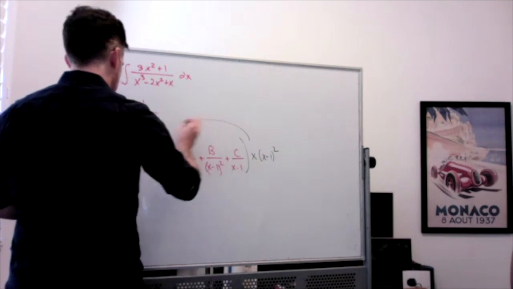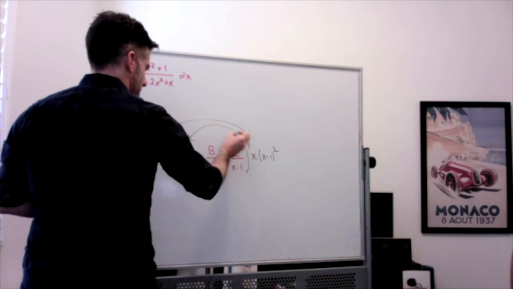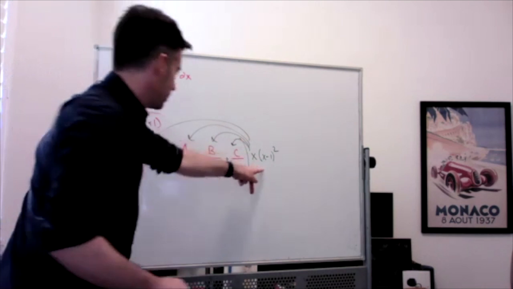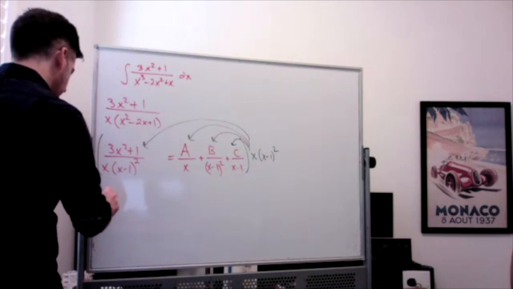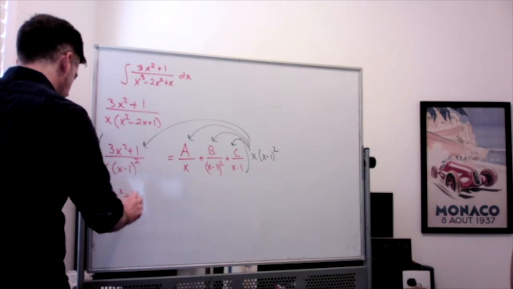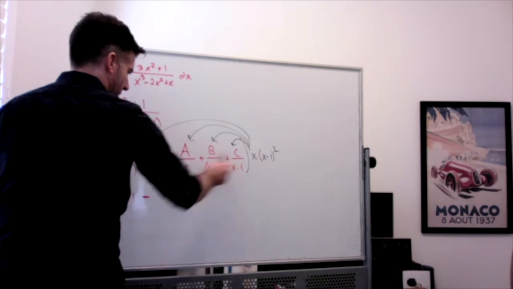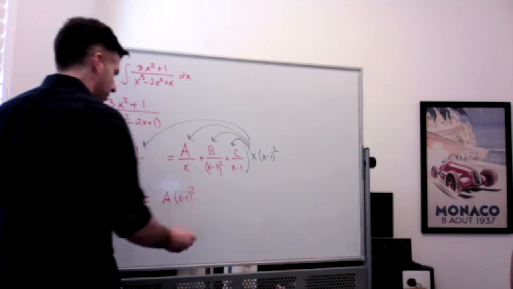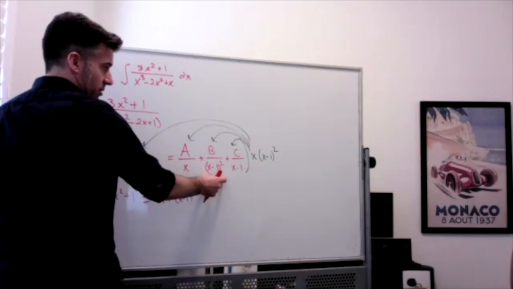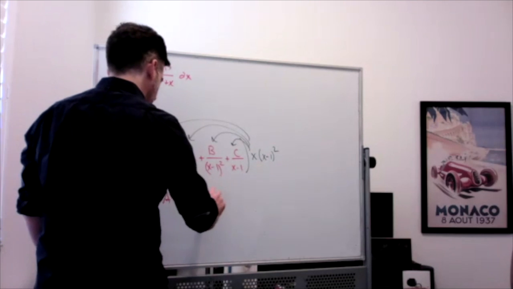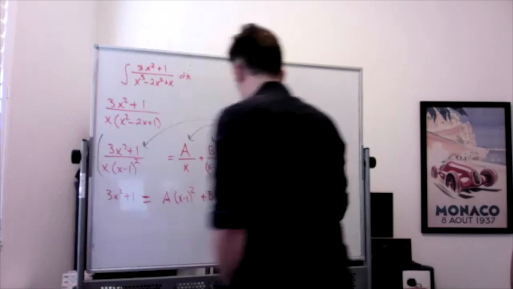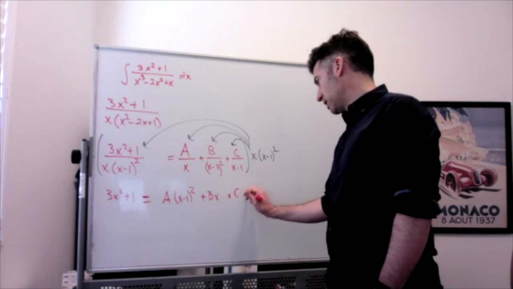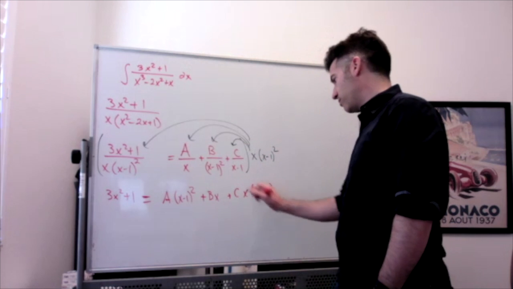So that's distributing to each of my terms. When you multiply this by that, the entire denominator cancels, and you get 3x squared plus 1. When you multiply that by that, the x cancels, and you get a times (x minus 1) squared. When you multiply this by that term, the (x minus 1) squareds cancel, and you get b times x. And when you multiply this by this, one of the x minus 1s cancel. So you get c times (x minus 1).